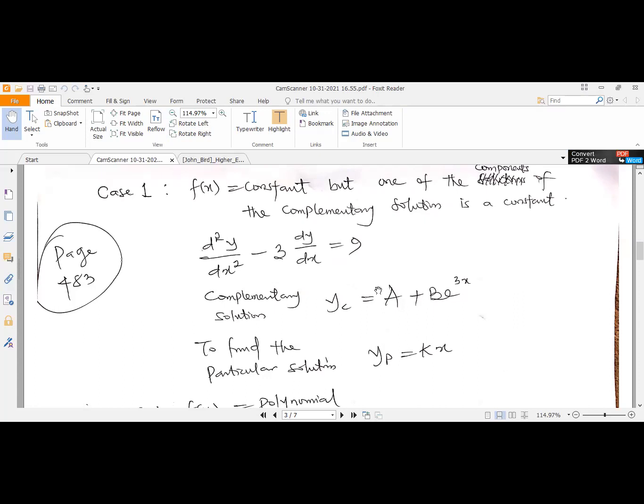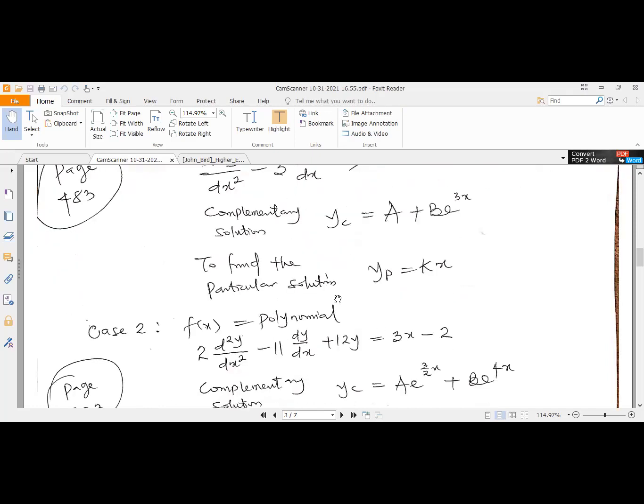If you look at the complementary solution, you see that it's a combination of a and b exponential 3x. Do you notice that? Because there is a constant in the complementary solution, I cannot assume my particular solution to be ordinary k. It must be k multiplied by x.